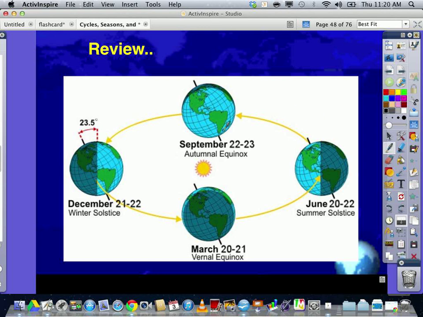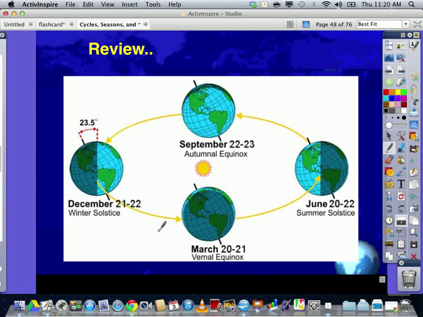So the North Pole is excluded from daylight during when? Look at the diagram. Here's the North Pole. It's excluded from daylight, so there is no daylight during winter solstice. The North Pole has 0 hours of daylight. The South Pole has 24 hours of daylight.